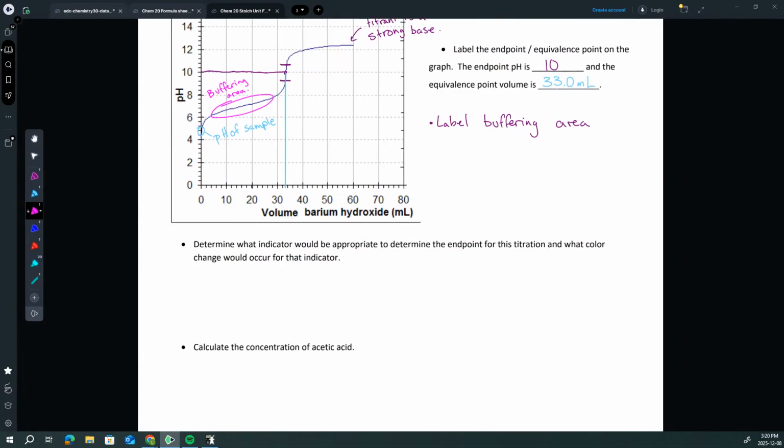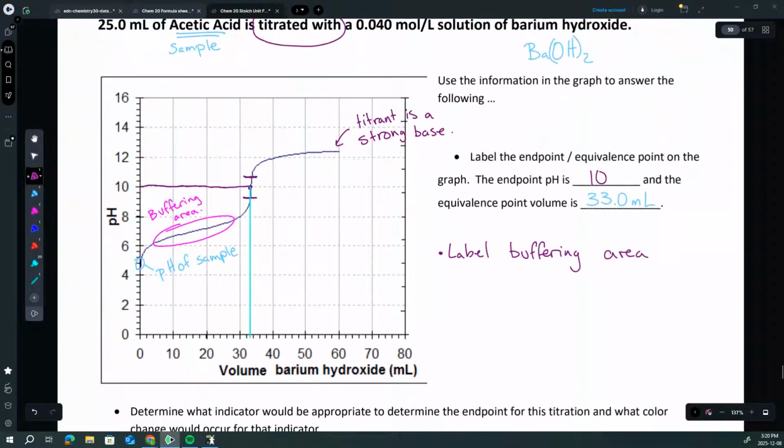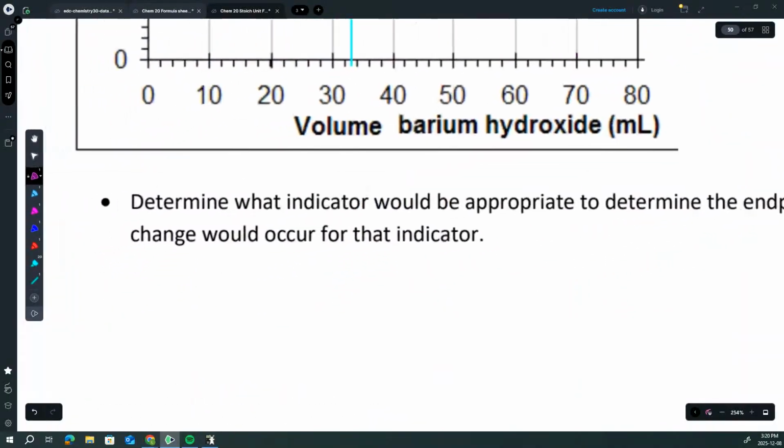Okay, so next question is determine what indicator would be appropriate to determine the endpoint for this titration and what color change would occur for that indicator. So just to clarify this question, we're going to be writing about the color change that occurs from the start of the titration to the end point of the titration. Okay, so as we figured out before, the endpoint is at a pH of 10.